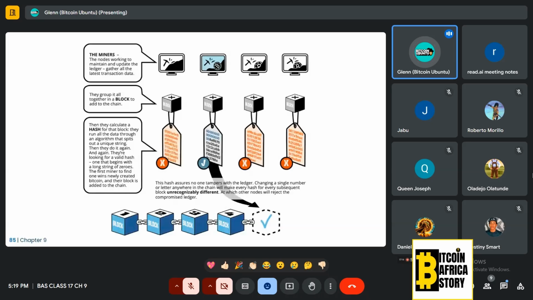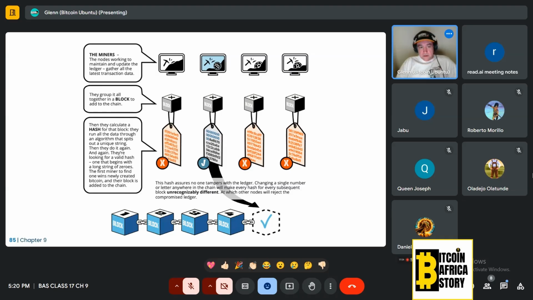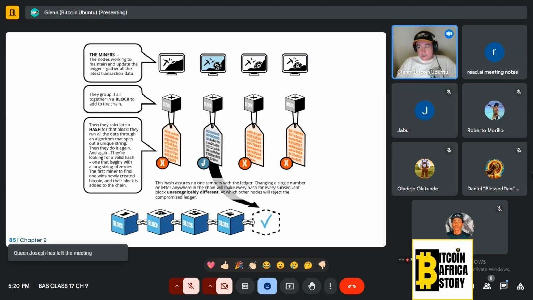And again, we've got an infographic. Let's have a look. The miners, the nodes working to maintain and update the ledger, gather all the latest transaction data. They group it all together in a block to add to the chain. So these are all the candidate blocks. Each miner can have their own unique candidate block. It's up to them which transactions they wish to include.